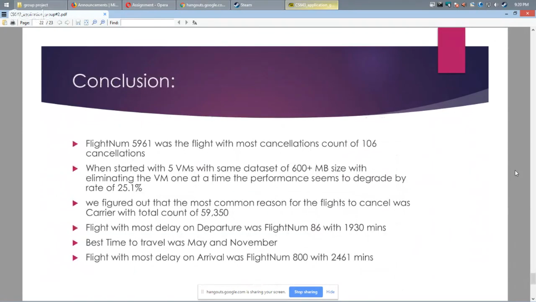And here are some of the top level conclusions that we came to, which was flight 5961, the flight with the most cancellations, of something like 106. And it's sort of restating some of the other conclusions we came to. The flight with the most delays on departure was flight 86 with 1,930 minutes. The best times to travel were May and November. And the flight with the highest delay on arrival was flight 800 with 2,461 minutes.